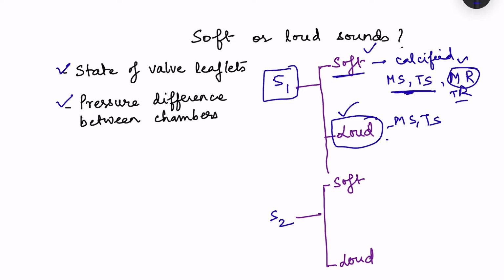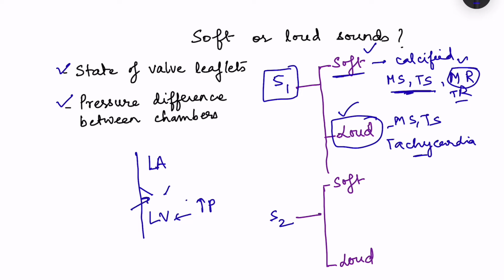Then loud S1 is also heard in tachycardia, an increase in heart rate. Why? Because in tachycardia, the rate of rise of ventricular pressure, as the ventricles start contracting, is too much. If this is the left atrium and this is the left ventricle, these are the valves. Suddenly the pressure starts rising, and this will cause sudden closure. The pressure difference will push the valve closed, and this sudden closure will cause loud S1. If you close a door with very high force, the sound will be very high, right? So there will be a loud sound. Similarly here, when the rate of rise of left ventricular pressure is more, we get loud S1. So in tachycardia, there will be loud S1.